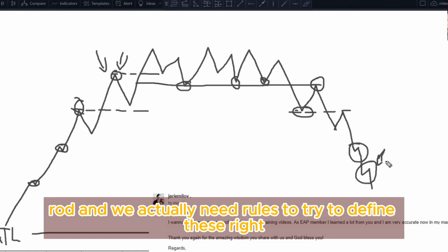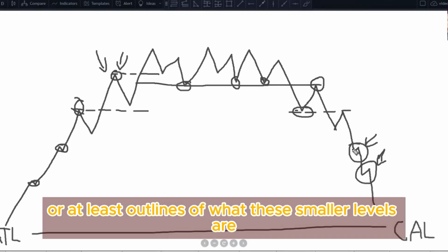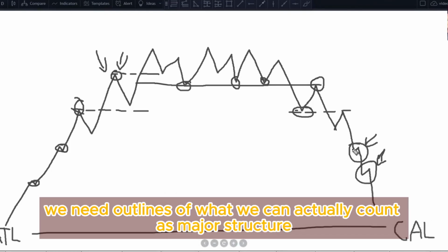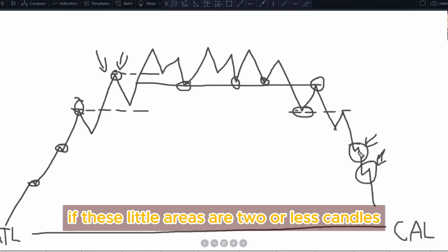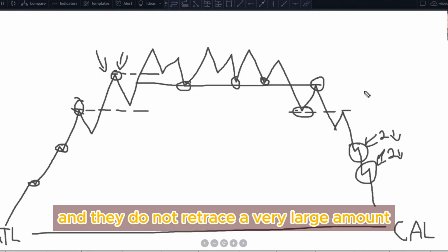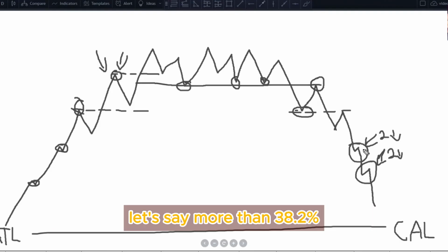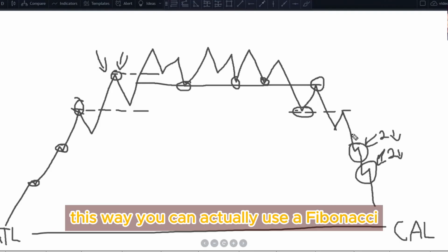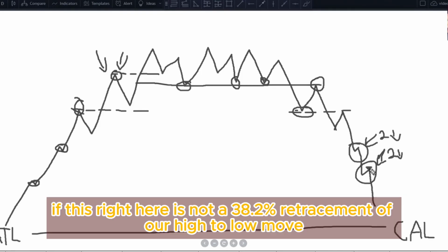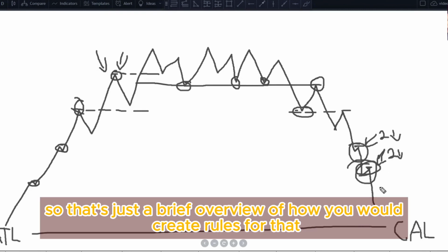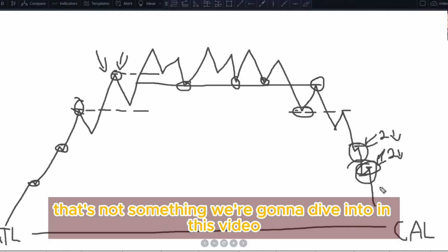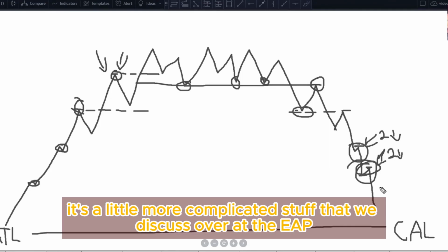And we actually need rules to try to define these, right? Or at least outlines of what we can actually count as major structure support and resistance. The way I like to do this is if these little areas are 2 or less candles and they do not retrace a very large amount, let's say more than 38.2%. This way you can actually use a Fibonacci. So if this right here is not a 38.2% retracement of our high to low move and it's less than 2 candles, then this would not count as structure. So that's just a brief overview of how you would create rules for that. That's not something we're going to dive into in this video. It's a little more complicated stuff that we discuss over at the EAP.